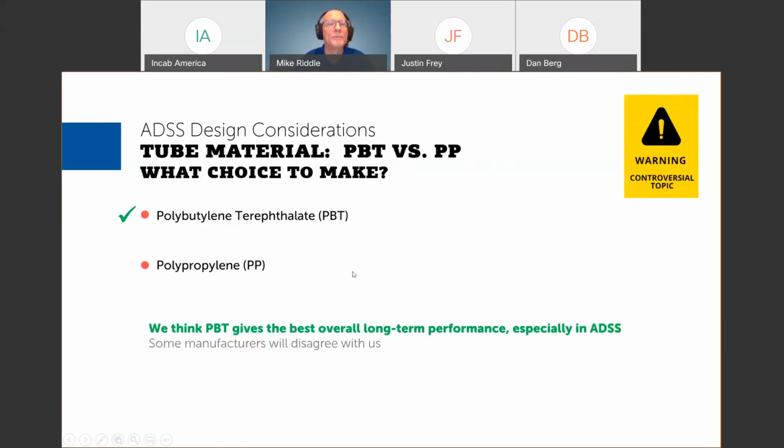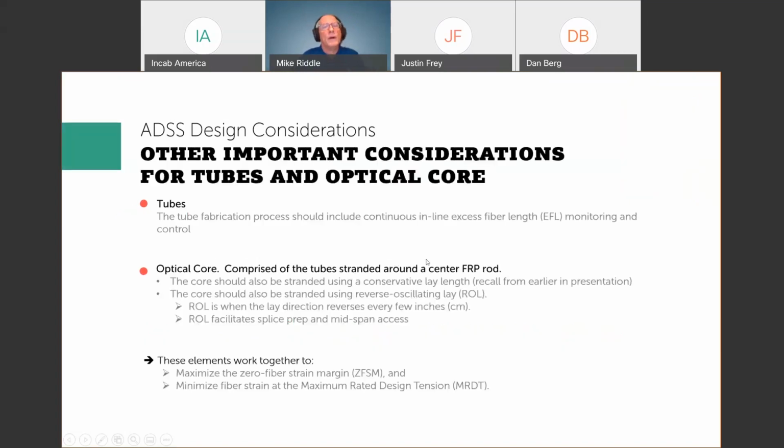Okay. So we've discussed the 7 design aspects of ADSS, and now we're moving on to the topic of how you make the tubes and how you make the core itself. I said that those would be important, and here's why. When you're manufacturing the tube itself, your supplier should have continuous inline excess fiber length, right? So what that means is that sinusoidal shape that we talked about many slides ago.